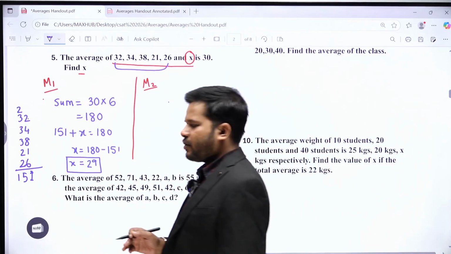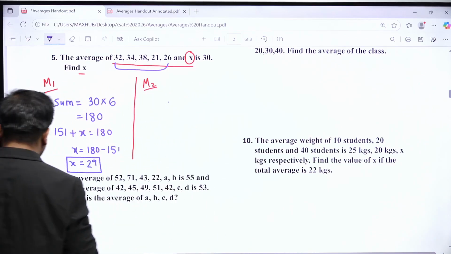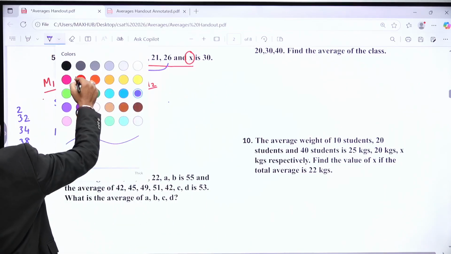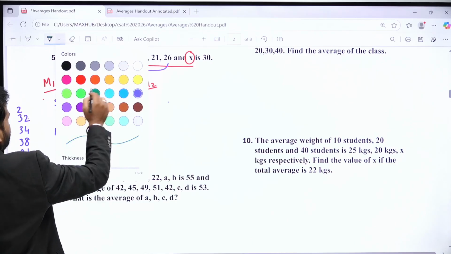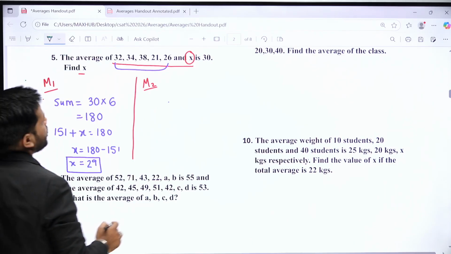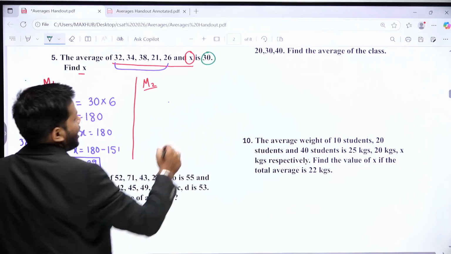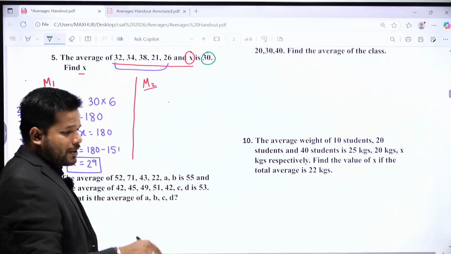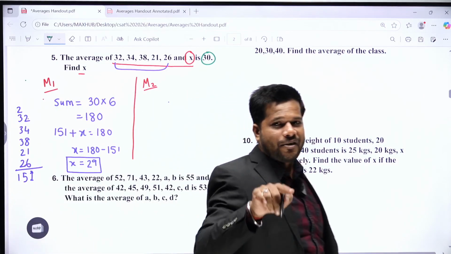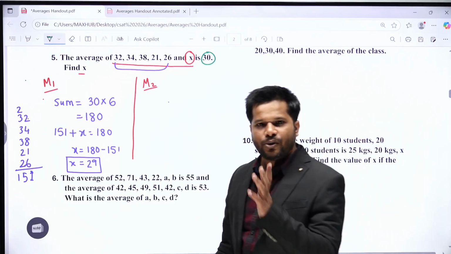ये है मेथड नंबर 1, सम करो फिर आंसर निकालो। What is the method number 2? That is our wow method, which is the deviation method. Now deviation method में क्या होगा? देखो, यहाँ पे गिवन क्या है? द एवरेज इज गिवन टू यू. अरे अगर एवरेज गिवन है तो सारे टर्म में से उसका डेविएशन शुड बी इक्वल्स टू 0.